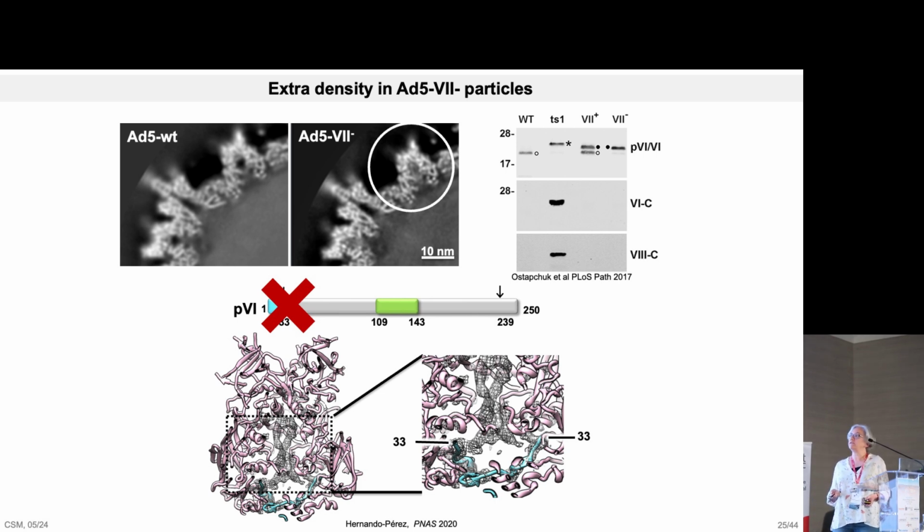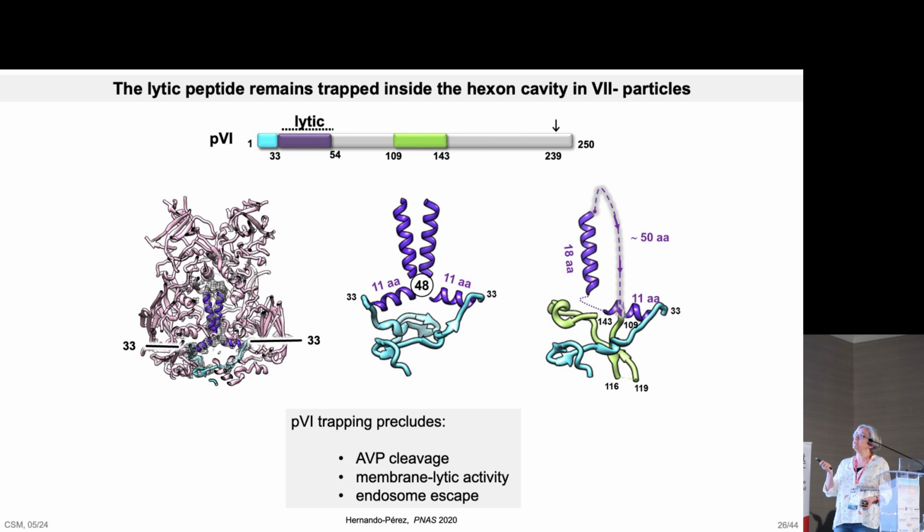Now the interesting bit here is that the next part of protein 6 contains the lytic activity, the membrane lytic activity. So if this part is trapped here inside the hexon cavity, there's no way this virus can escape the endosome. So we could propose a model for the structure of this protein, and what we will see here is that when 7 is not there, protein 6 becomes trapped inside the hexon. Because it is trapped, the protease cannot reach its cleavage target. This virus cannot have membrane lytic activity, and so it becomes trapped in the endosome.